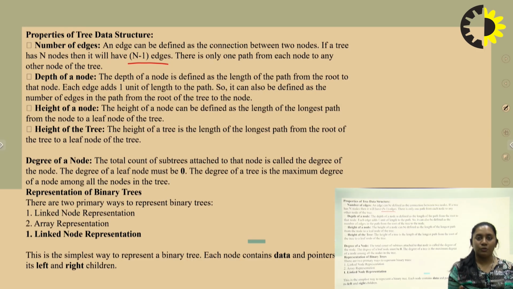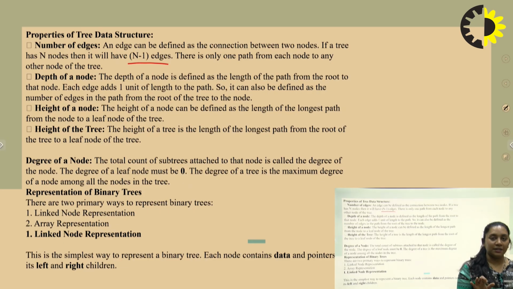Or it can be so on. So if it has degree 0, then it must be a leaf node. The degree of the tree is the maximum degree among all the nodes of the tree. So next is the representation of the tree.